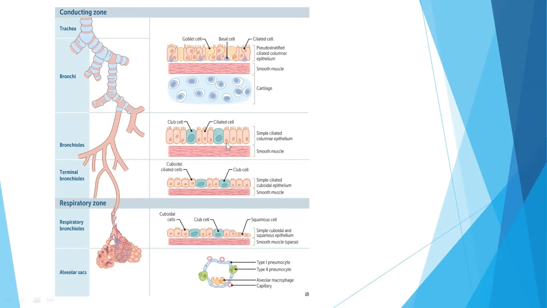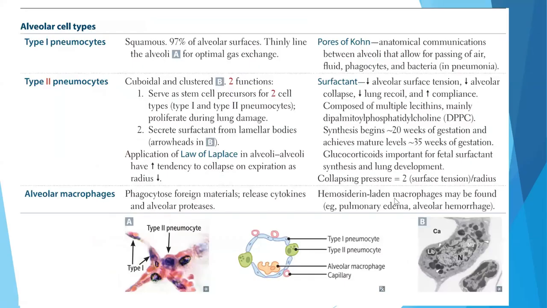Now, this picture on this slide is very, very important. Talking about alveolar cell types, there are type 1 pneumocytes and type 2 pneumocytes. The type 1 pneumocytes are squamous in origin and cover 97% of alveolar surfaces. They form a thin lining of the alveoli for optimal gas exchange. Type 2 pneumocytes are cuboidal and clustered, and they have two functions. They serve as stem cell precursors for two cell types, that is type 1 and type 2 pneumocytes, and they also secrete surfactant from the lamellar bodies.